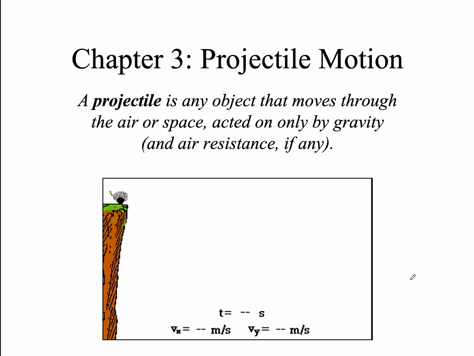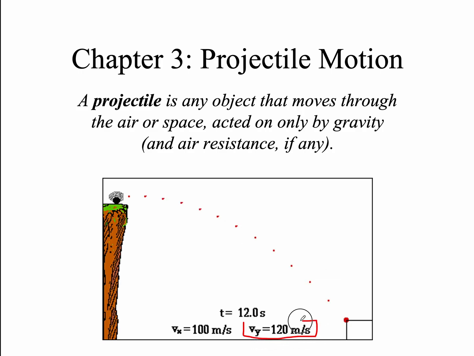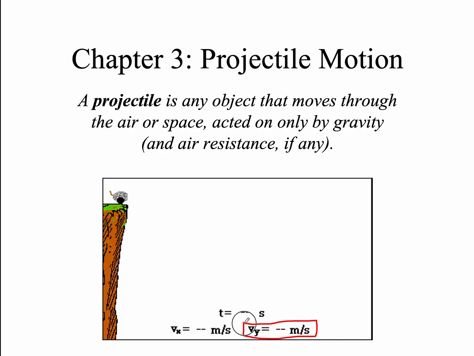Projectile motion is any object that moves through airspace acted upon only by gravity. And we'll mention air resistance again, though we typically don't do much with that in AP Physics 1. Here's a cannonball being launched horizontally off the edge of a cliff. And already last chapter we talked about gravity. Gravity accelerates things in the vertical direction at 10 meters per second each second.